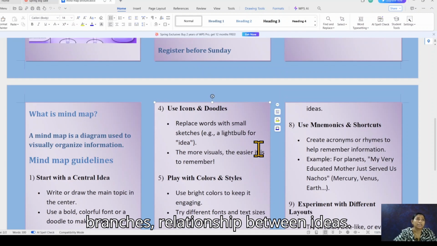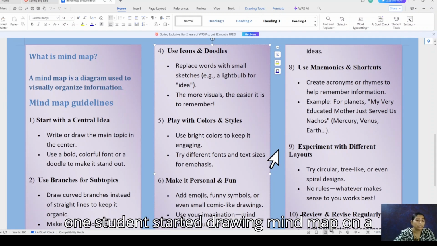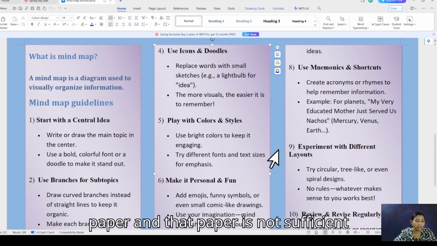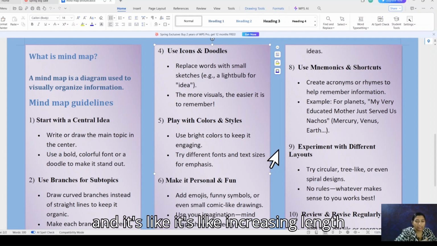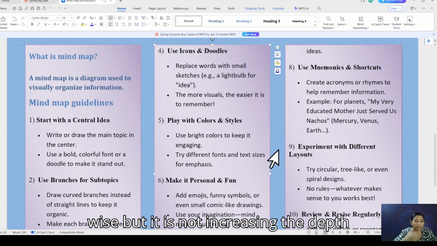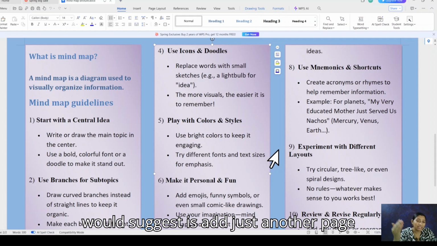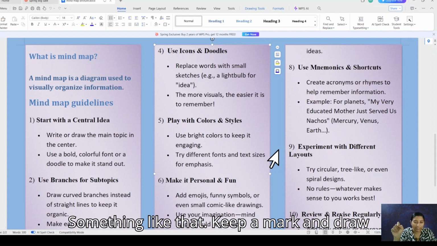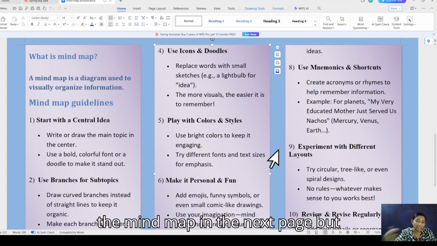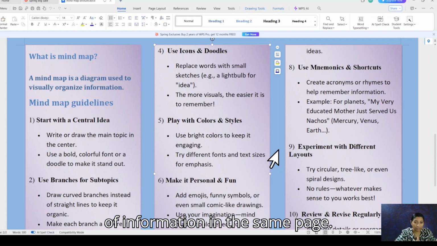branches, relationships between ideas. What I would suggest is, for example, one student started drawing a mind map on a paper, and that paper is not sufficient because the concept is very large, and it's increasing lengthwise, but it is not increasing depthwise. What I would suggest is add just another page. Otherwise, just point, okay, this mind map is continued on the next page. Keep a mark and draw the mind map on the next page. But don't clutter the mind map with a lot of information on the same page.